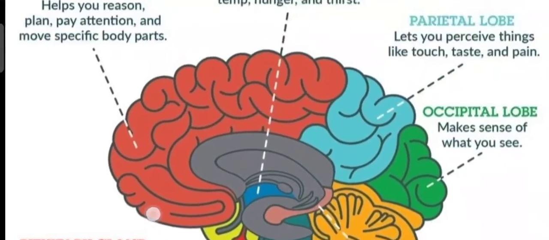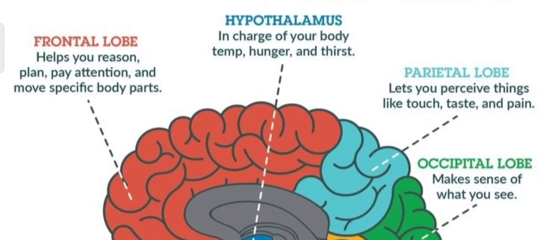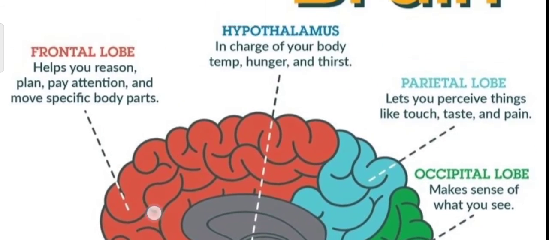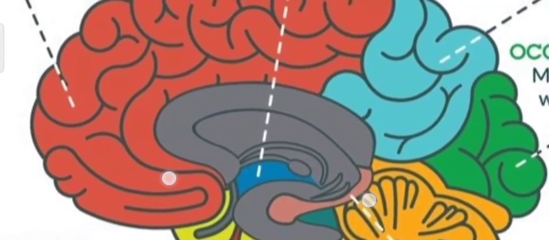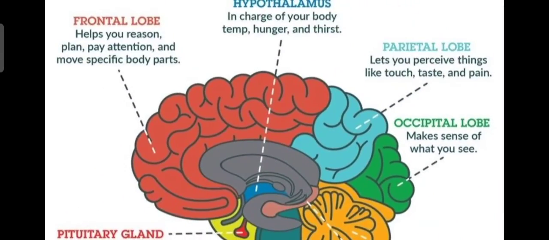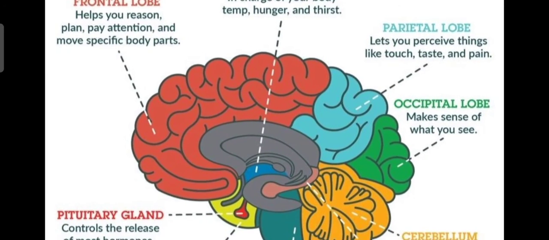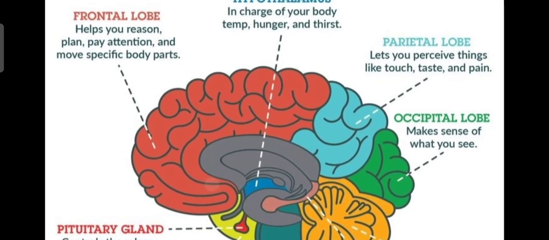Okay. Frontal lobe: pay attention, move specific body parts, plan, reason. It is cognitive and somatic also. Hypothalamus is in the center. Figure it with the stomach in the center, so temperature, hunger, and thirst. Parietal lobe: touch, taste, and pain. P for parietal, P for pain, and touch, taste.